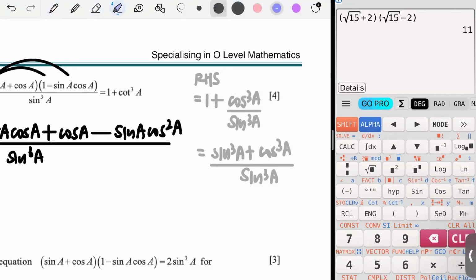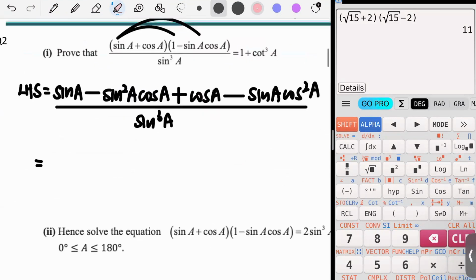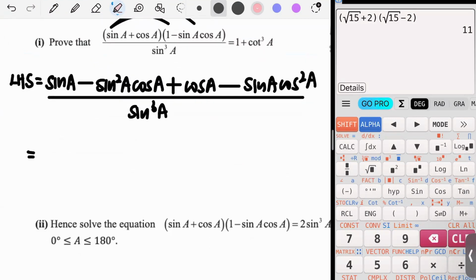But this gives me a good hint. You know why? Look at this. That means I'm aiming for getting sine cube, aiming for getting cosine cube. So how to get sine cube or cosine cube? This one I can change to 1 minus cosine square. This will give me cosine cube, right? This one can change to 1 minus sine square. That will give me sine cube, right?